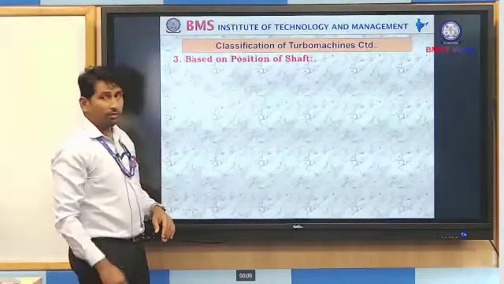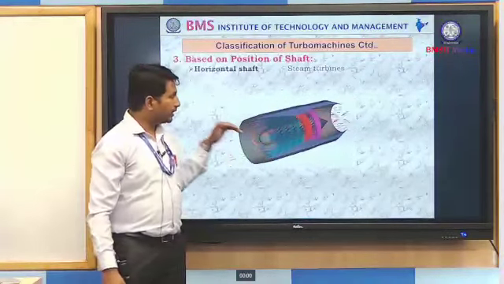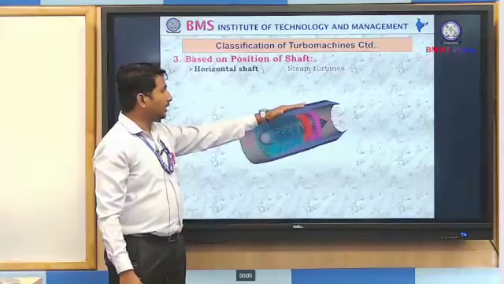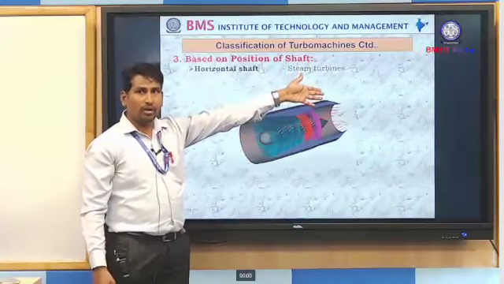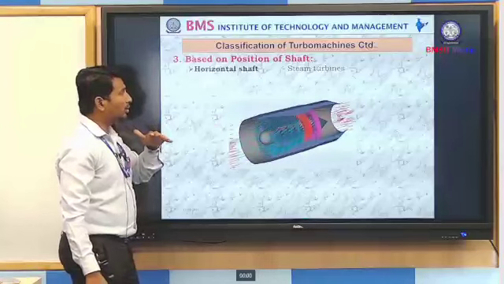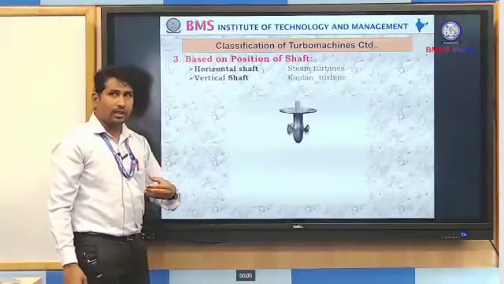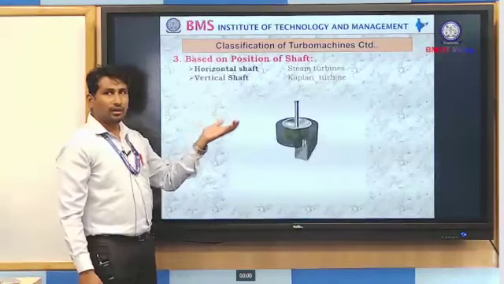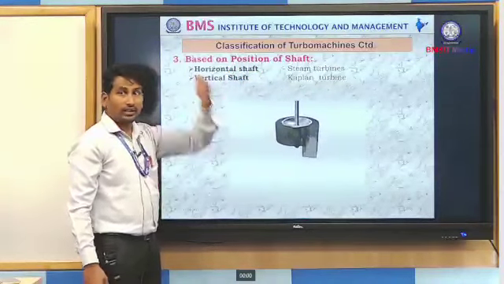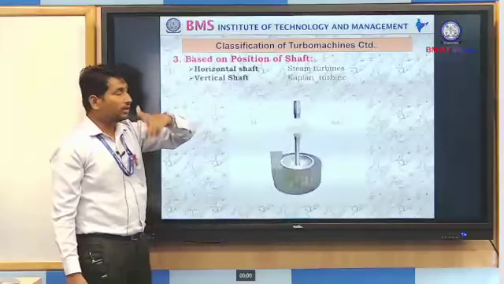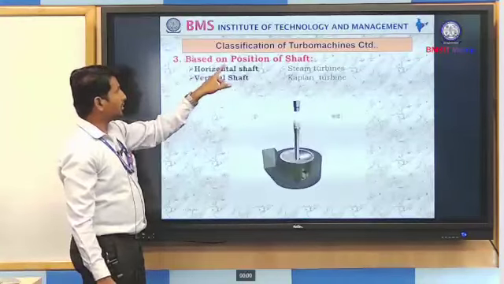The next classification is based on the position of the shaft, how the shafts are positioned. If the shaft is kept horizontally, it is called a horizontal shaft. Better examples of horizontal shaft turbo machines are steam turbines, centrifugal pumps, and windmills. In all these machines, shafts are placed horizontally. If the shaft is kept vertically, it is considered a vertical shaft turbo machine. In the Kaplan turbine we can see the shaft is vertical, and in the ceiling fan the shaft is kept vertically. Those are examples of vertical shaft turbo machines.